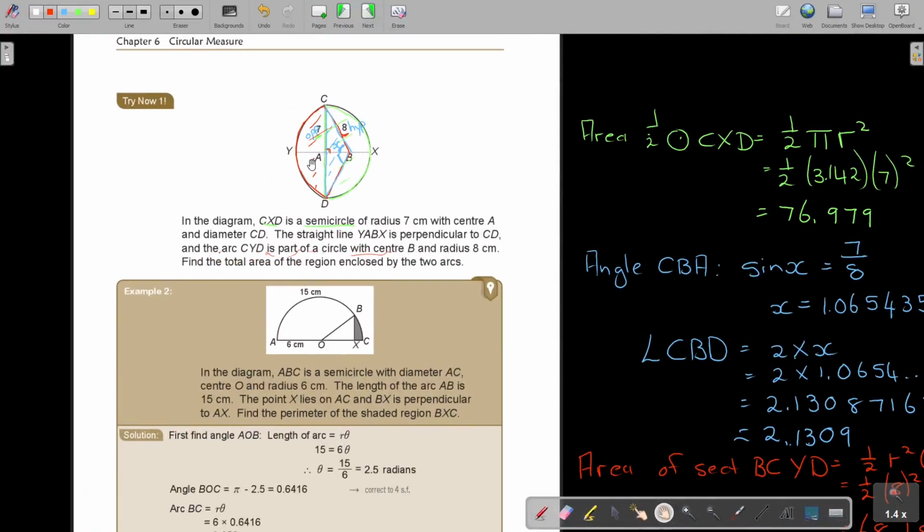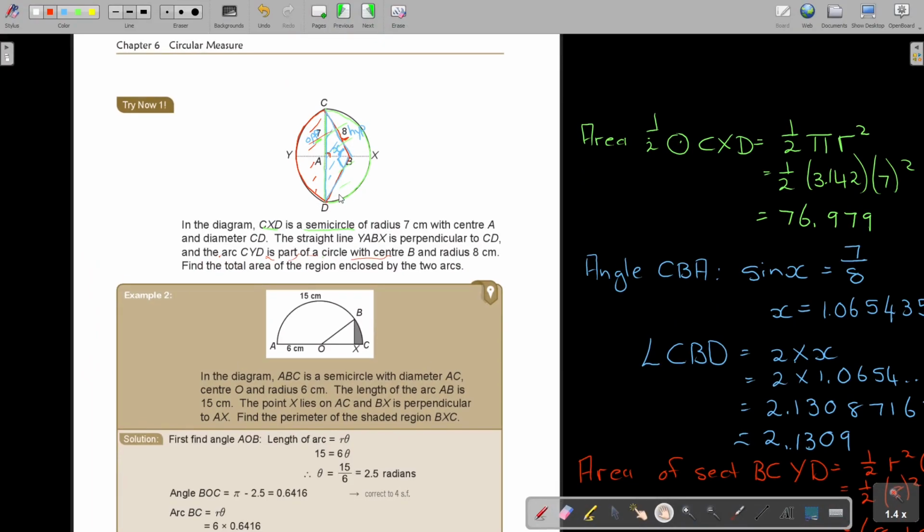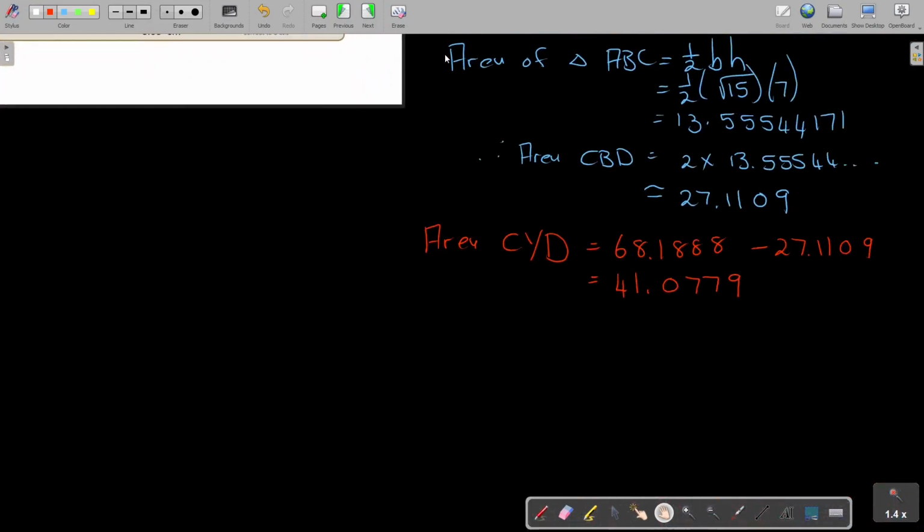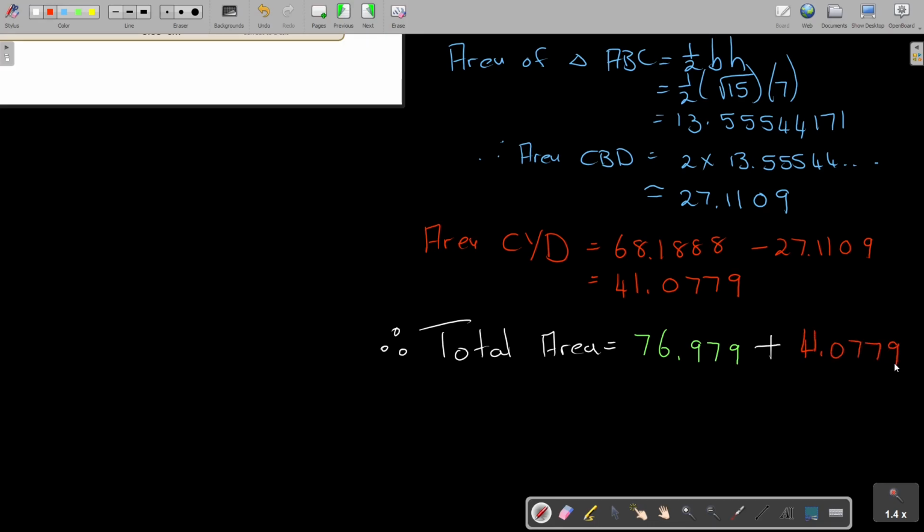Okay, and now don't forget that's only the red part. It's only that red part there, but now I must still add the green half circle, and so therefore, I'm going to end in white, total area, and that's going to be my green part. And what was my green part? The 76.979 plus my red part, and that was my 41.0779, and that is giving me an answer of 118.0569. And if I approximate to 3 significant figures, I will get 118.